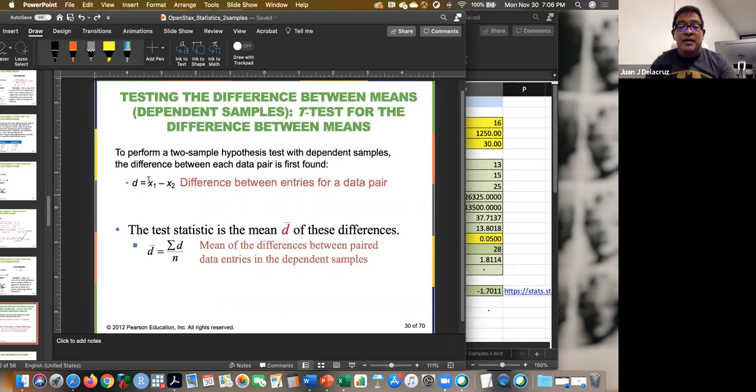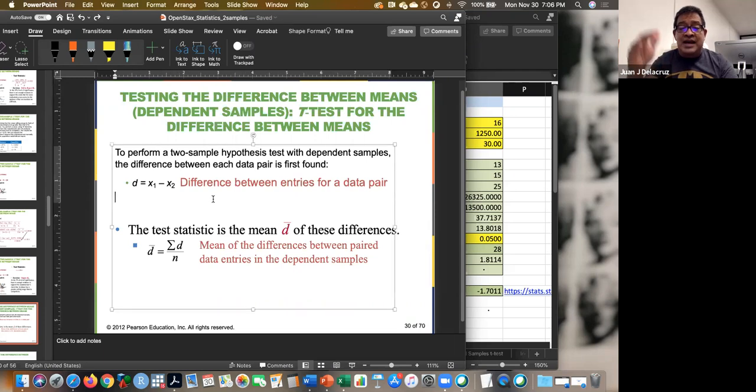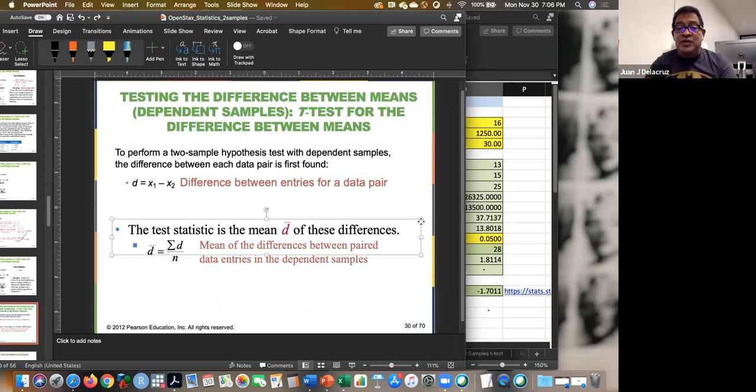For example, person number one, I'm gonna measure the cholesterol before and after. Person number two, cholesterol before and after. So I have a number of people that I am doing this test on. So that's the first thing. I'm gonna find the difference between each of the pairs, meaning the pre and the post. So the test statistic is the mean of the differences. I'm not gonna take the mean of each sample, I'm gonna take the mean of the differences.